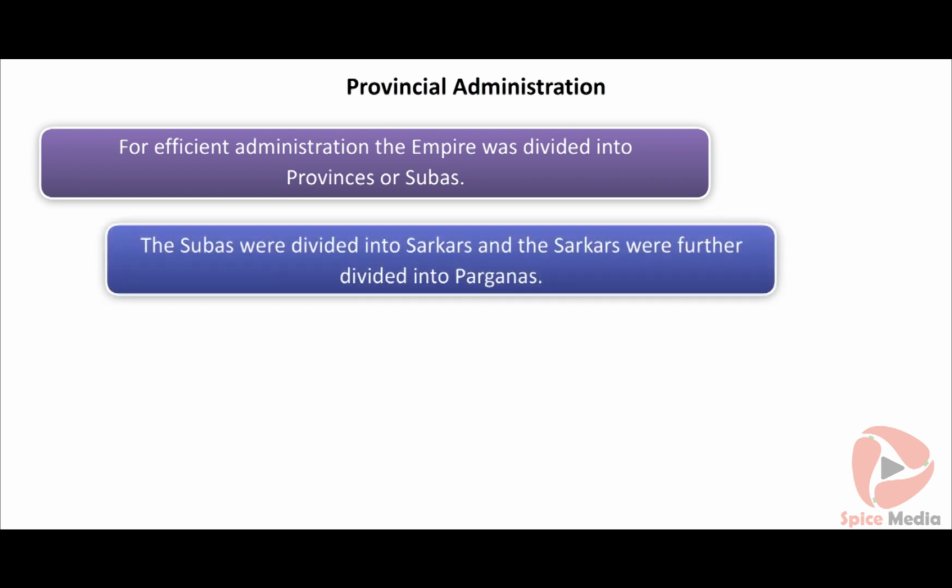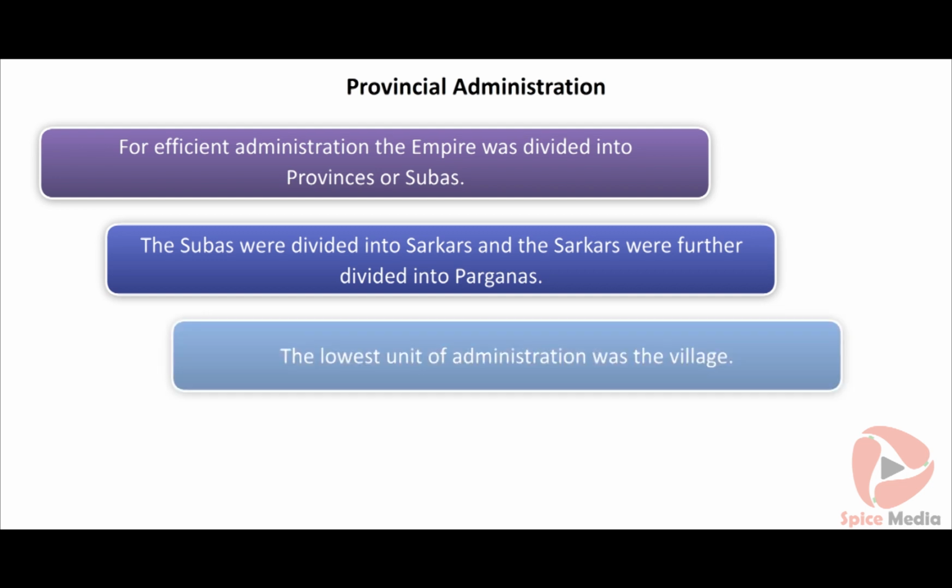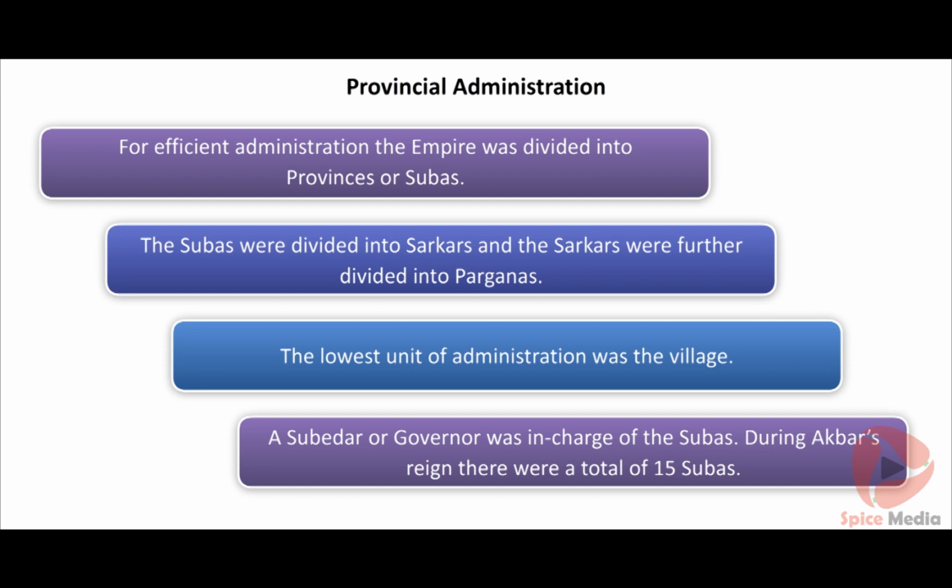The subas were divided into sarkars, and the sarkars were further divided into parganas. The lowest unit of administration was the village. A subedar or governor was in charge of the subas. During Akbar's reign, there was a total of 15 subas.